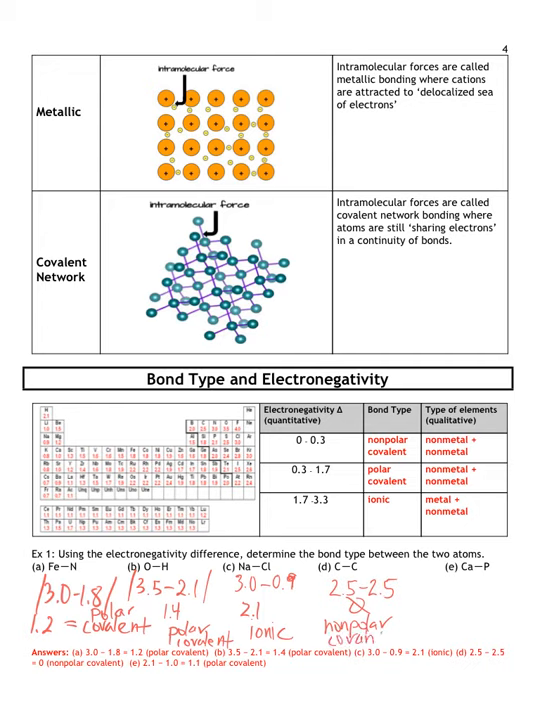And I like to write the word covalent in. You're going, why do we have to write it all the time? Because the words polar and nonpolar only apply to covalent compounds.